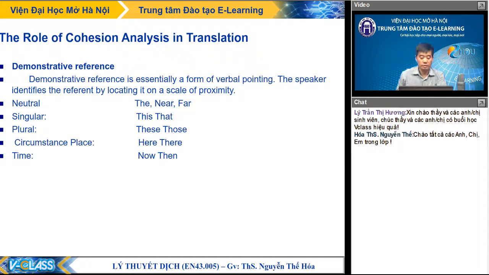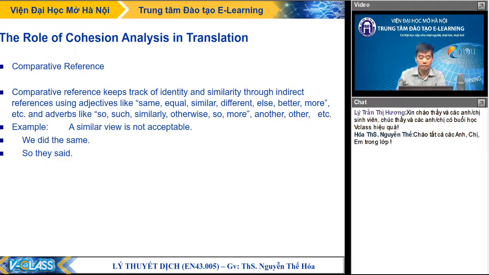For demonstrative reference, it is very easy for us to understand. Also, keep in mind, for demonstrative reference, we have this, that, and the plural forms these, those. And for the neutral one, we have the, near, far. For places, we may have here, there. And for time, we have now, then. It's a different kind of concept when we refer to demonstrative reference.